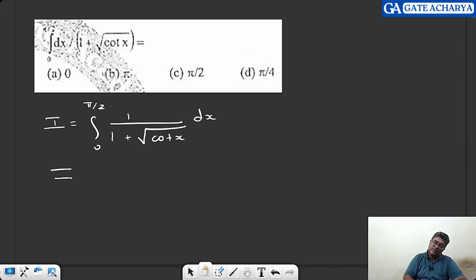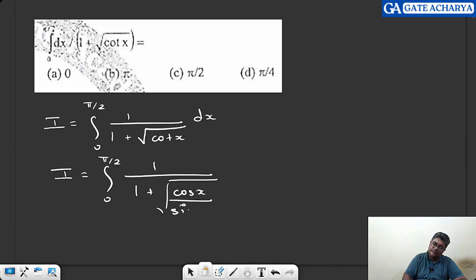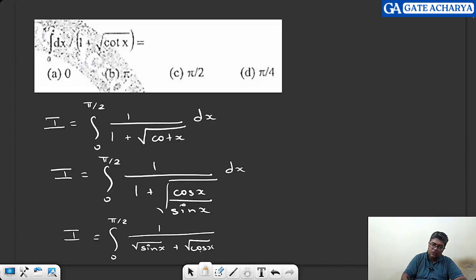So what is cot x? If you remember, the square root of cot x can be written as the square root of cos x divided by sin x. Now cross multiply it. So from 0 to pi/2, 1 dx is there. 1 divided by what is that? Root of sin x, cross multiplied, plus root of cos x, whole divided by root of sin x, into dx.